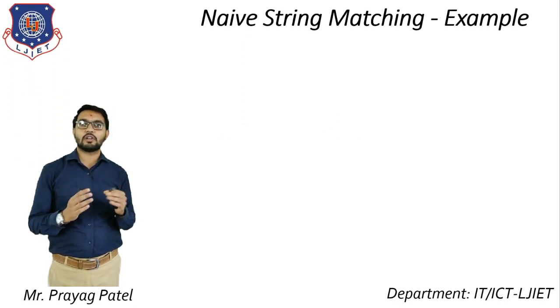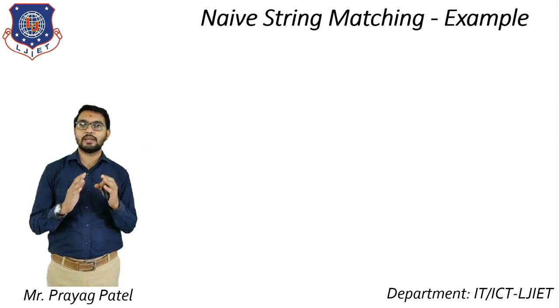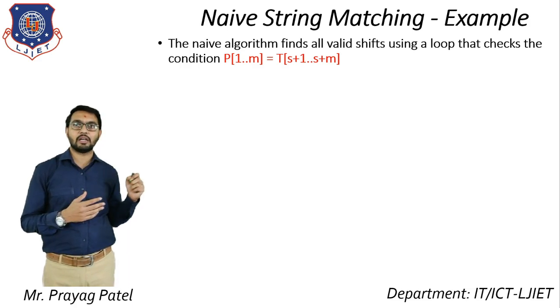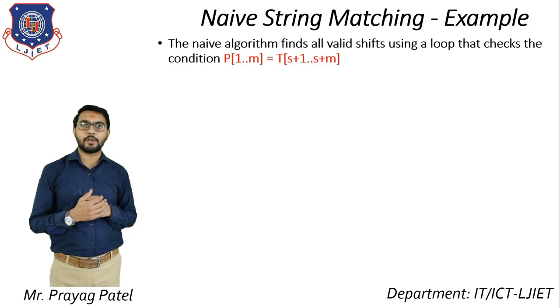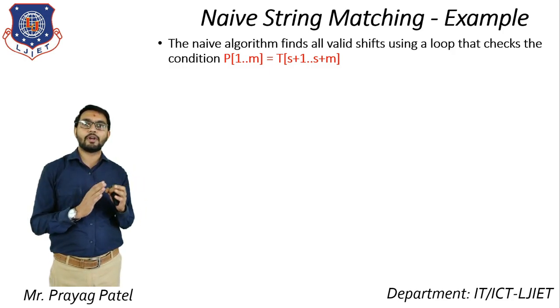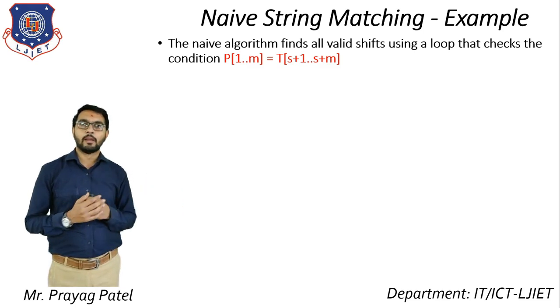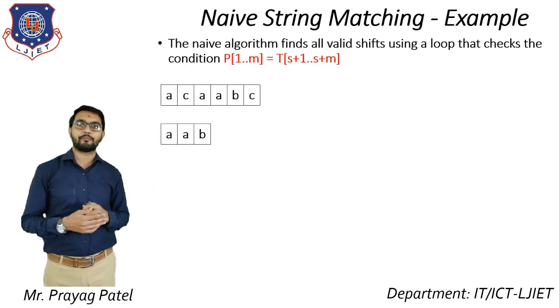Now consider the first algorithm of the string matching technique. The first method is the naive string matching algorithm. The naive method is a simple, straightforward method for string matching or string processing. The naive algorithm finds all the valid shifts using a loop that checks the condition P[1 to m] equals T[s+1 to s+m]. It means pattern locations 1 to m are compared with the text locations s+1 to s+m.